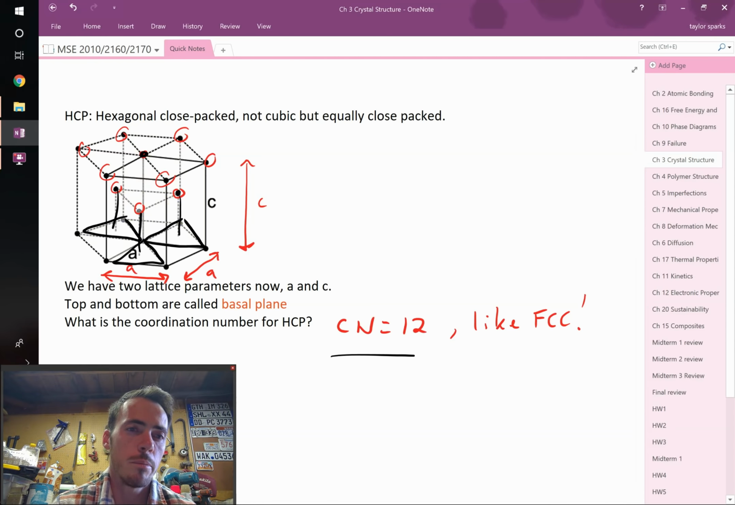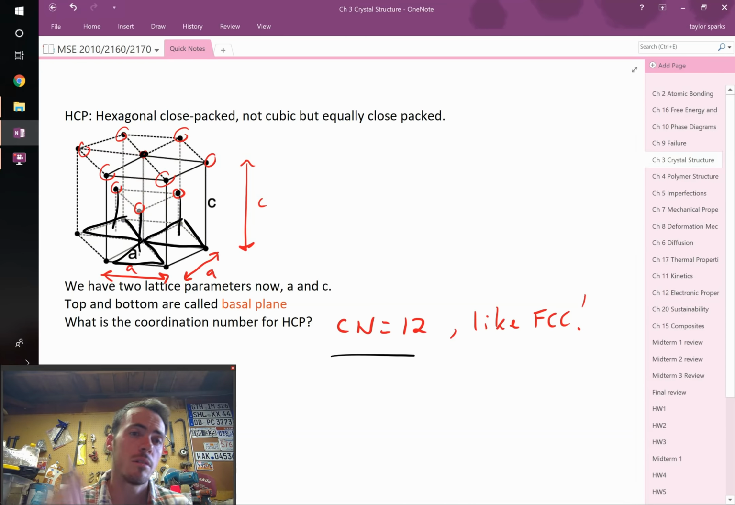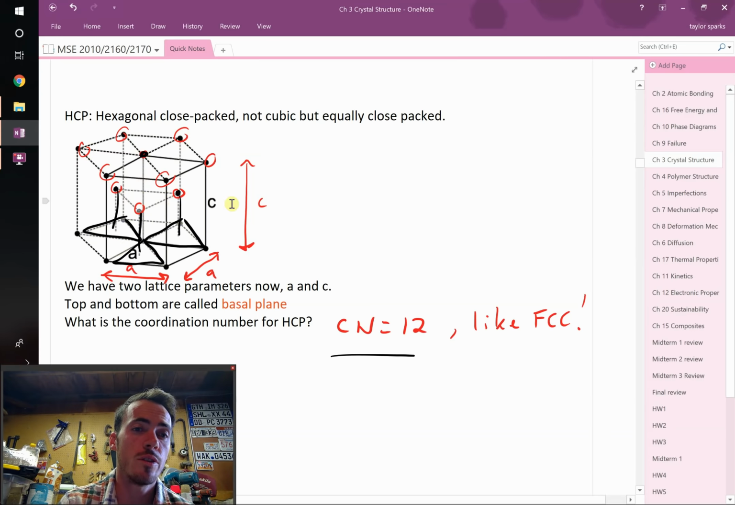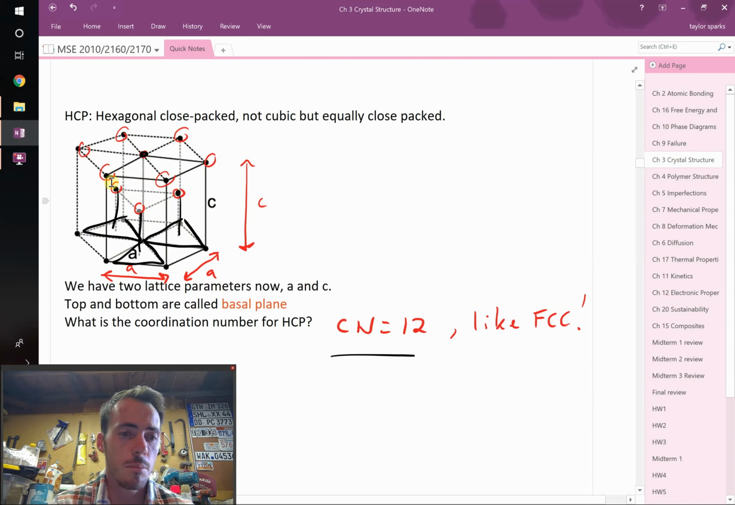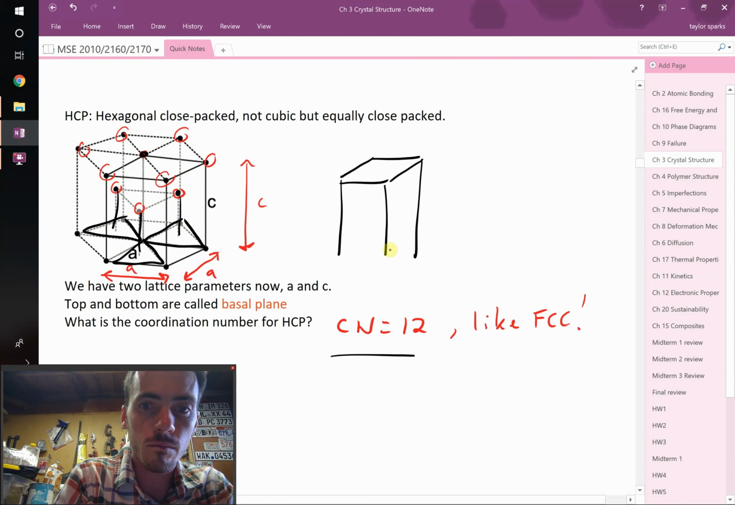What else can I ask about that? How many atoms are there per unit cell? Well, first off, this is not the unit cell, because remember, the unit cell is the smallest geometric shape that could be tiled to fill all space, and this is not the smallest. The smallest one is the subset of that that looks like this. Let me redraw that.